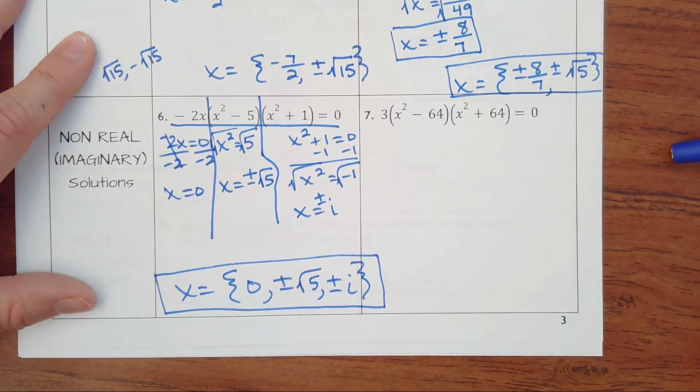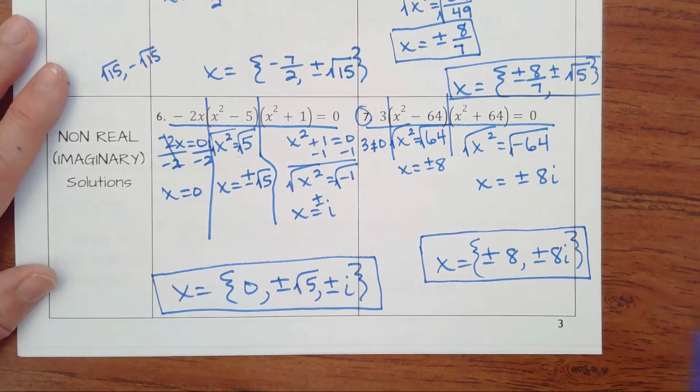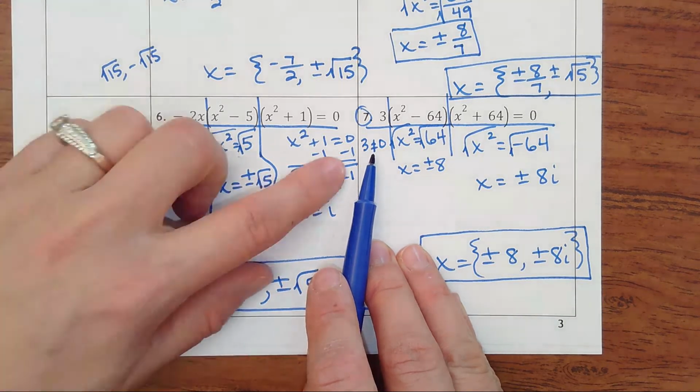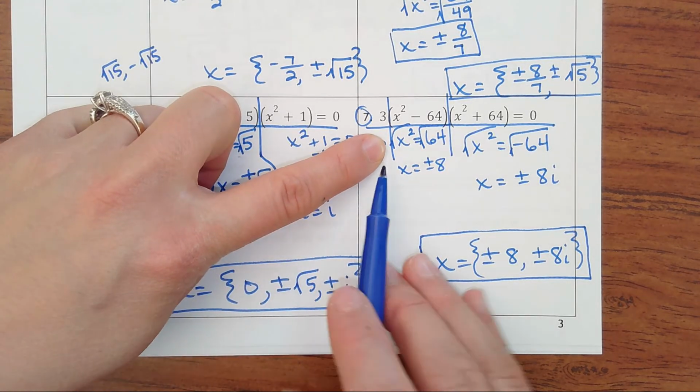All right, and number 7, I'm going to pause it and let you try it. Okay, the 3, you could set it equal to 0, but since there's nothing to solve for and that's not true, that's out. It's not an answer.